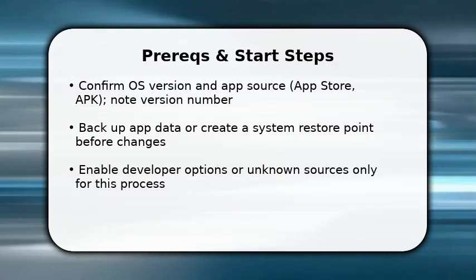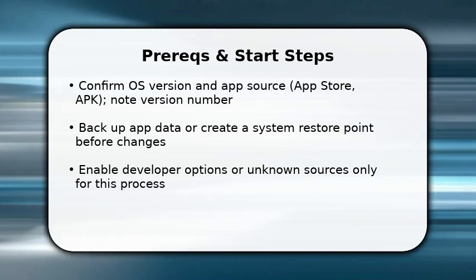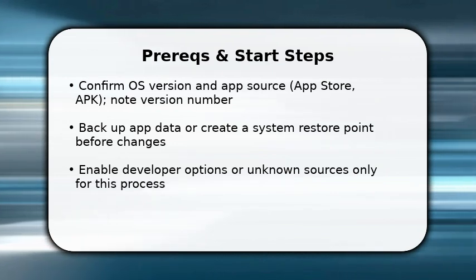You begin by confirming prerequisites. Check the OS build and the app source, and note the app version so you can match fixes. Once done, back up app data or create a restore point. This prevents loss if something goes wrong.